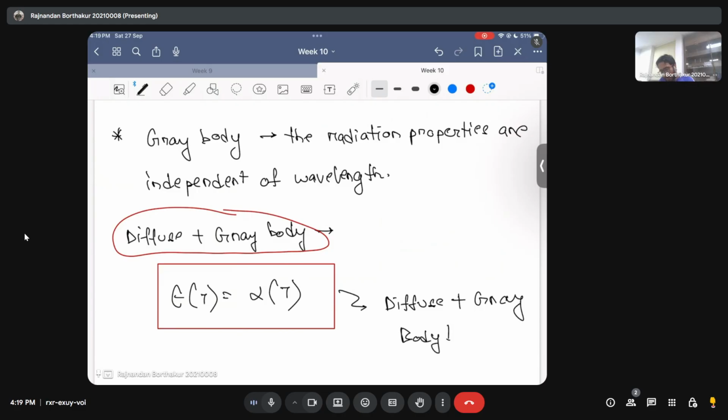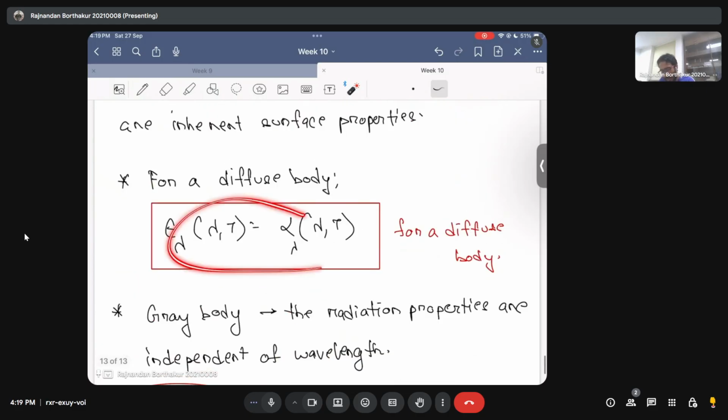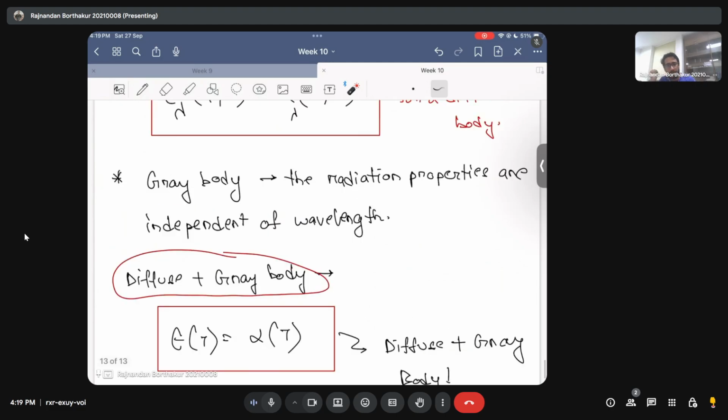But remember, these definitions that epsilon equals alpha and epsilon lambda equals alpha are for generic cases. For instance, epsilon lambda equal to alpha lambda, that is, the spectral emissivity equal to the spectral absorptivity, holds for a diffuse body. And epsilon equal to alpha, that is, the total emissivity equal to the total absorptivity, is only true if you have a diffuse and a gray body. And then we also saw the definition of a gray body, which says that the radiation properties are independent of wavelength.